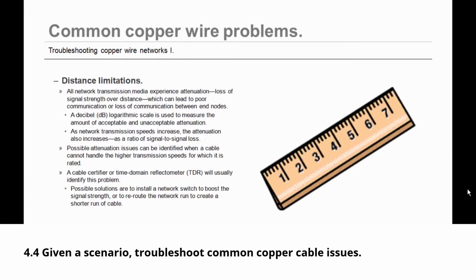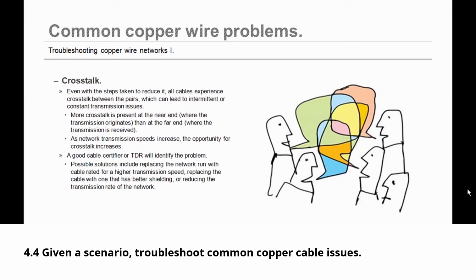A cable certifier or TDR will usually identify this problem. Possible solutions are to install a network switch to boost the signal strength or to reroute the network run to create a shorter run of cable.